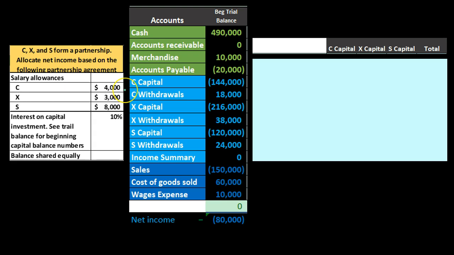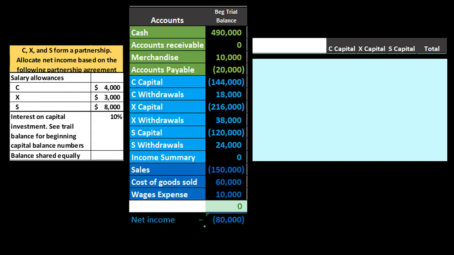We can see also from the trial balance that we have 3 partners here. We can see that from the capital accounts. We've got the C capital, that's our partner, named C, and then X and then S capital accounts and their related withdrawals accounts. So with a partnership, we will have multiple capital accounts and multiple draws accounts as we track the individual partners' activities as to the allocation of their earnings and the draws that those individual partners are taking from the business.